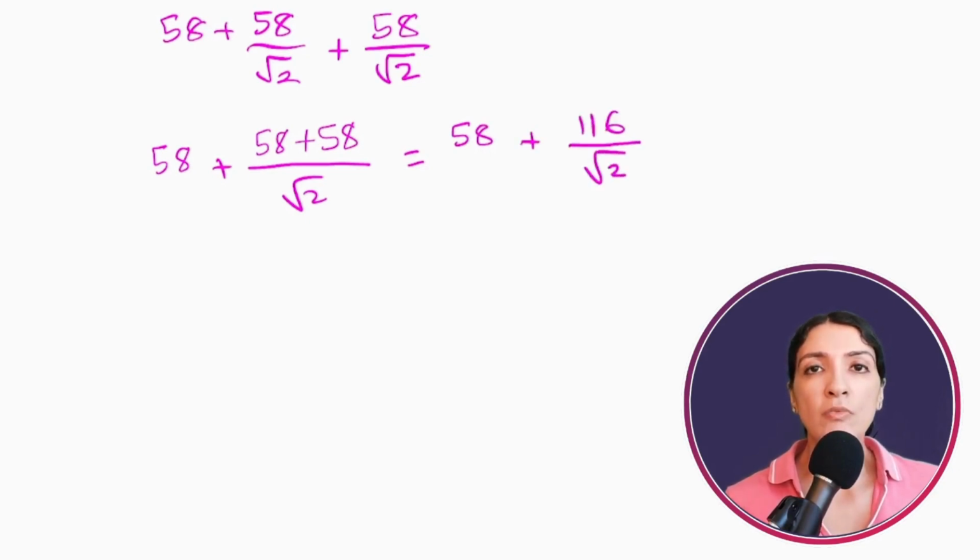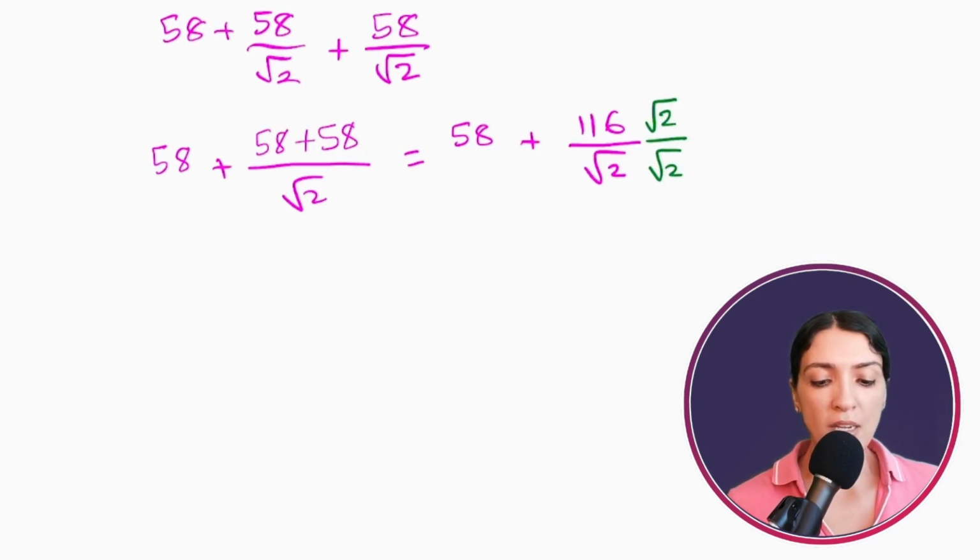Now, we want to rationalize the second fraction. None of the answer choices had a square root 2 in the denominator. So another way of writing 116 over square root 2 would be to multiply the top and bottom of this fraction by square root 2.